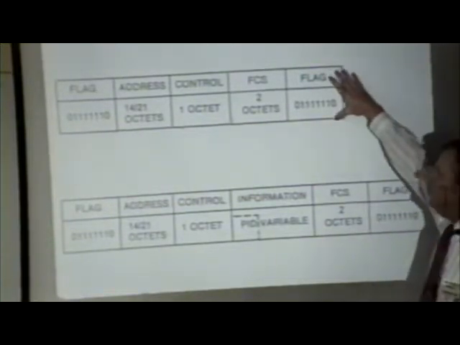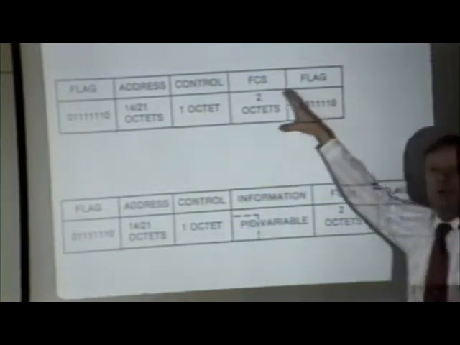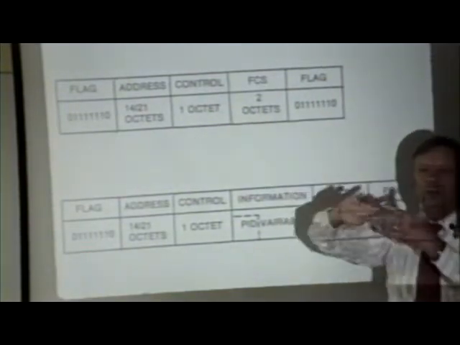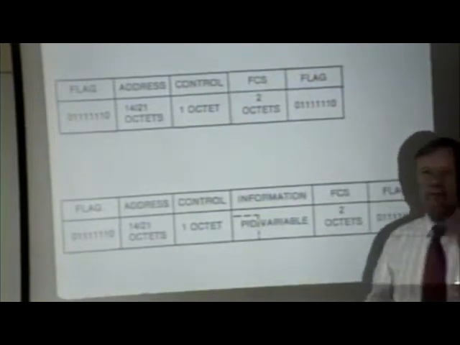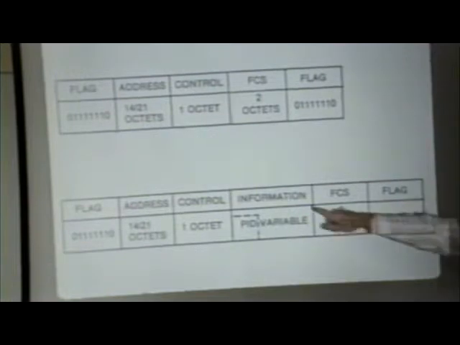The top frame represents all the different frames we talked about: receiver readies, receiver not readies, everything except for the information frames. This is the information frame. See, we got an information field.